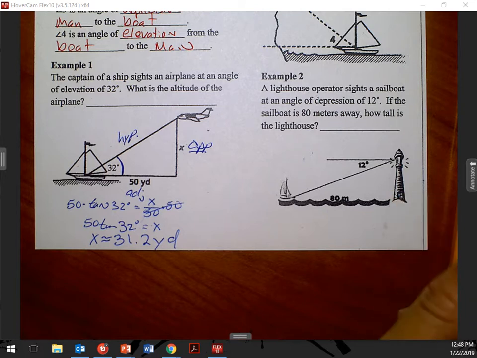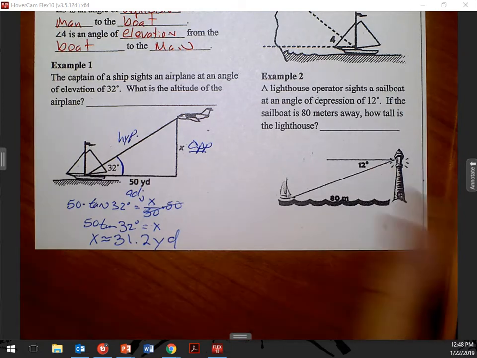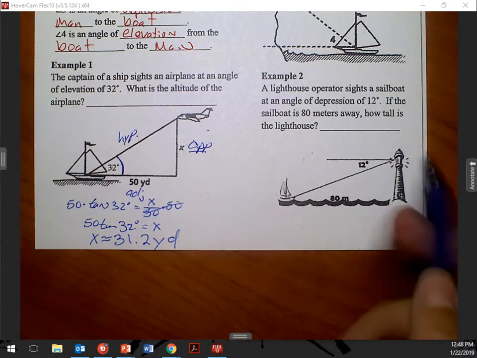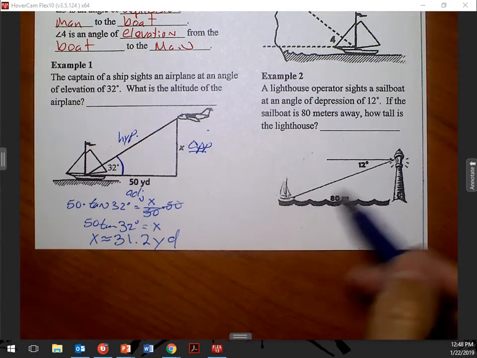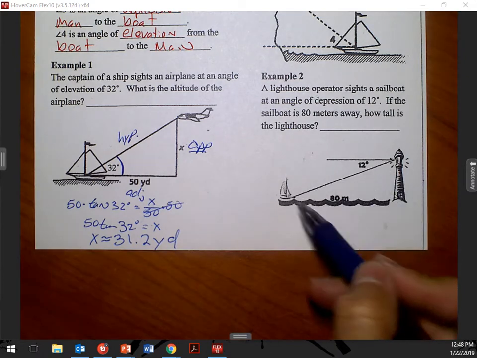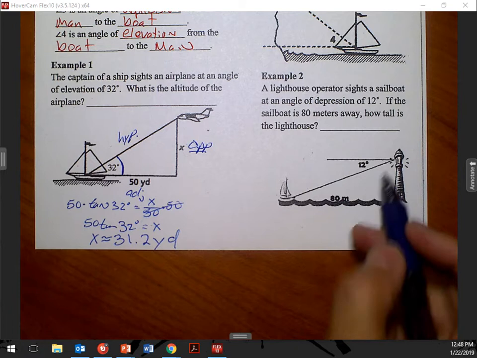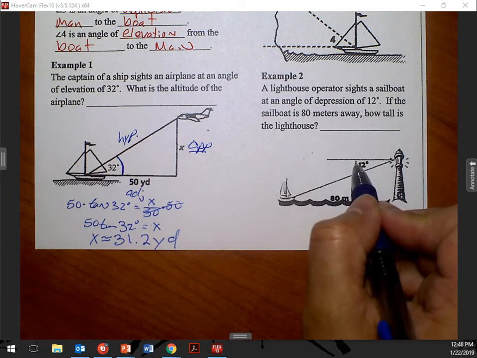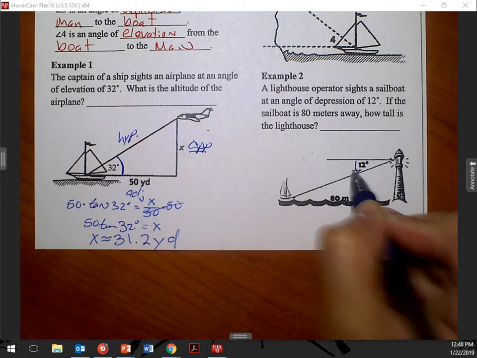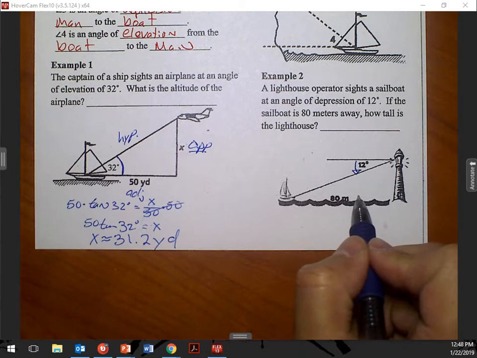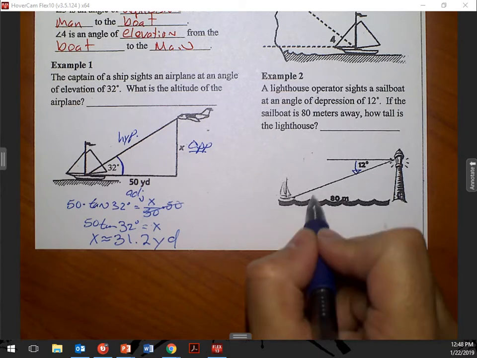So now we're going to do the next one, example 2. A lighthouse operator sights a sailboat at an angle of depression of 12 degrees. If the sailboat is 80 meters away, how tall is the lighthouse? I'm going to show you guys a neat trick. I told you guys that the angle of depression and the angle of elevation are congruent. They're the same.